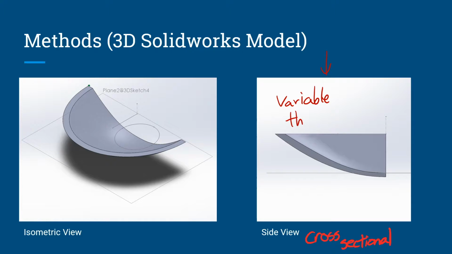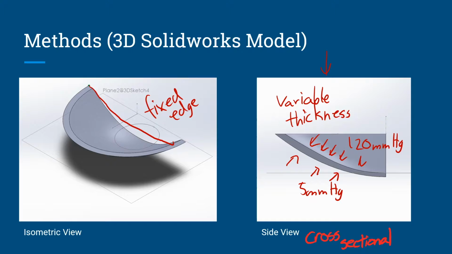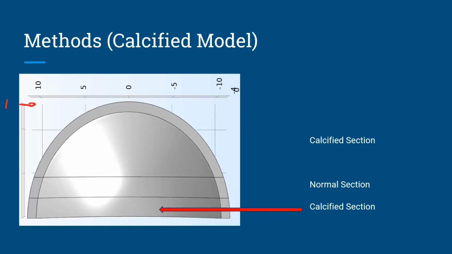The 3D model was transferred to COMSOL, where we assumed the diastolic aortic pressure to be 120 mmHg with a ventricular pressure of 5 mmHg. The wall face of the leaflet was held as fixed. The exact same geometry of the model would be used for the calcified model.